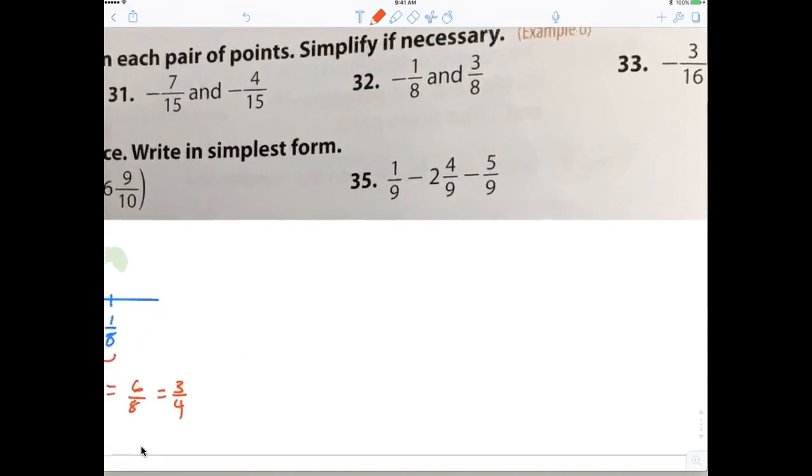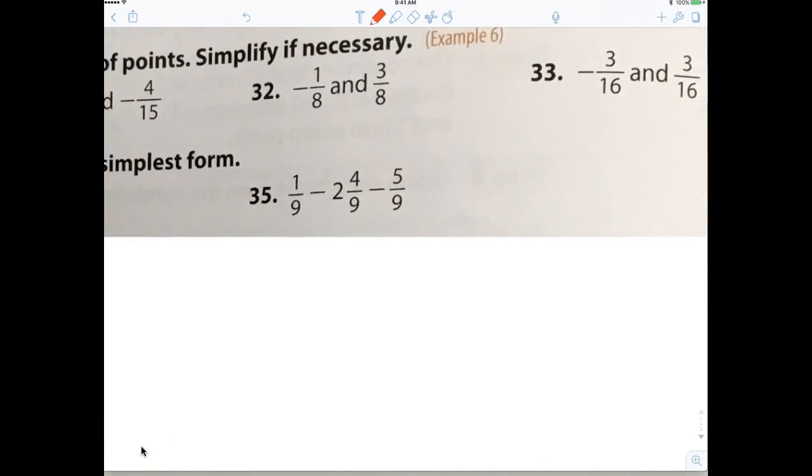30. So now we're going to look at number 32. Now I want you to try to visualize what I said. You don't have to even make the number line, but you should be able to understand what I was saying. So from -1/2 to 3/8.